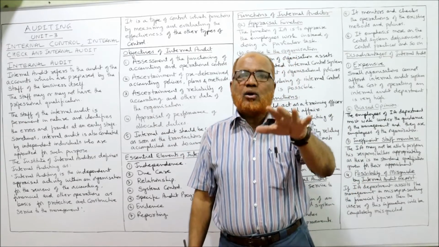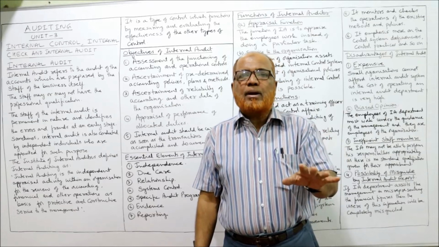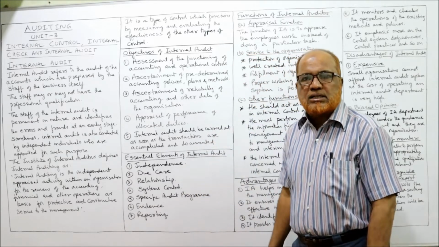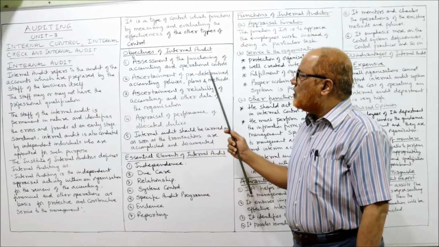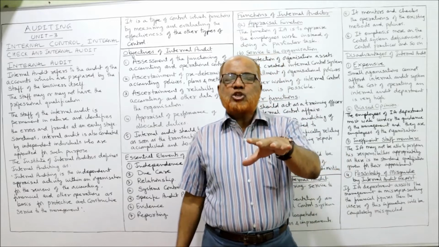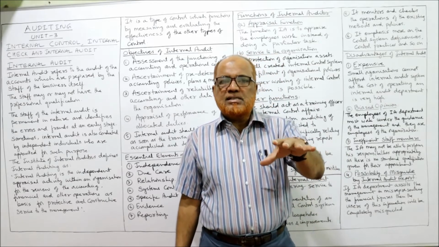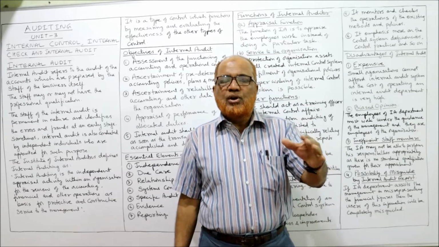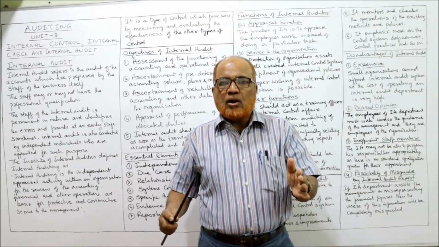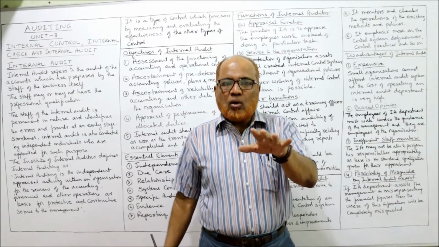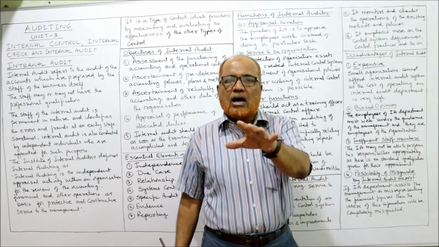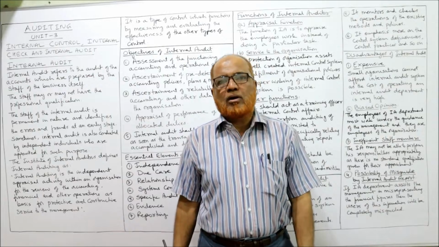So assessment of accounting and other branches, that is the objective of internal audit. Second one, ascertainment of predetermined accounting policies, plans and methods. Every management will implement some policies, plans, procedures for smooth functioning of the business. So this internal audit will assess whether all the management plans, policies, procedures are being adopted or not.